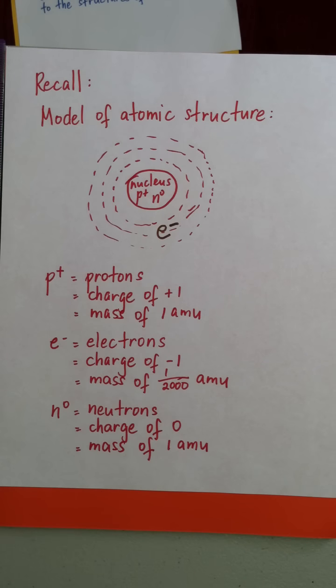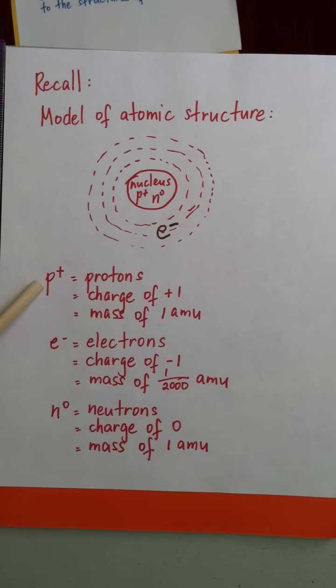To start with, let us recall our previous lesson. So we have this model of the atom. It's based on the Bohr model, where we have the nucleus. Inside the nucleus, we have the protons and the neutrons, and around the nucleus, in concentric rings, we have the electrons.